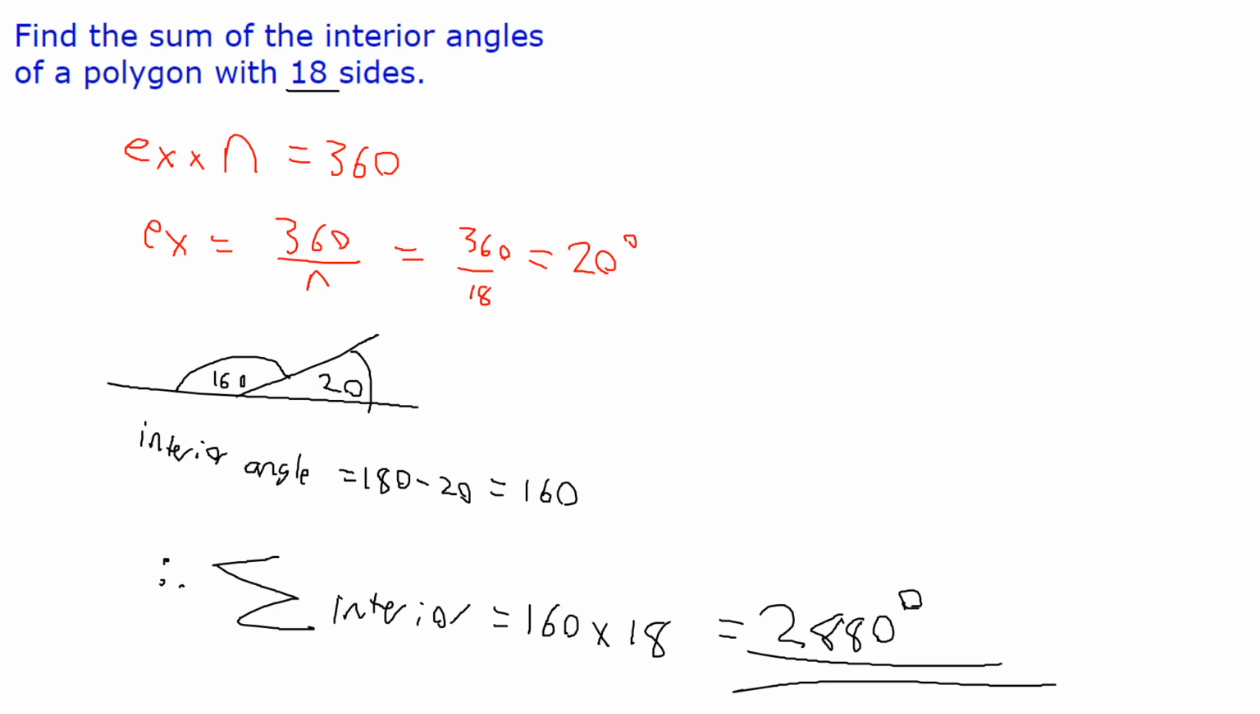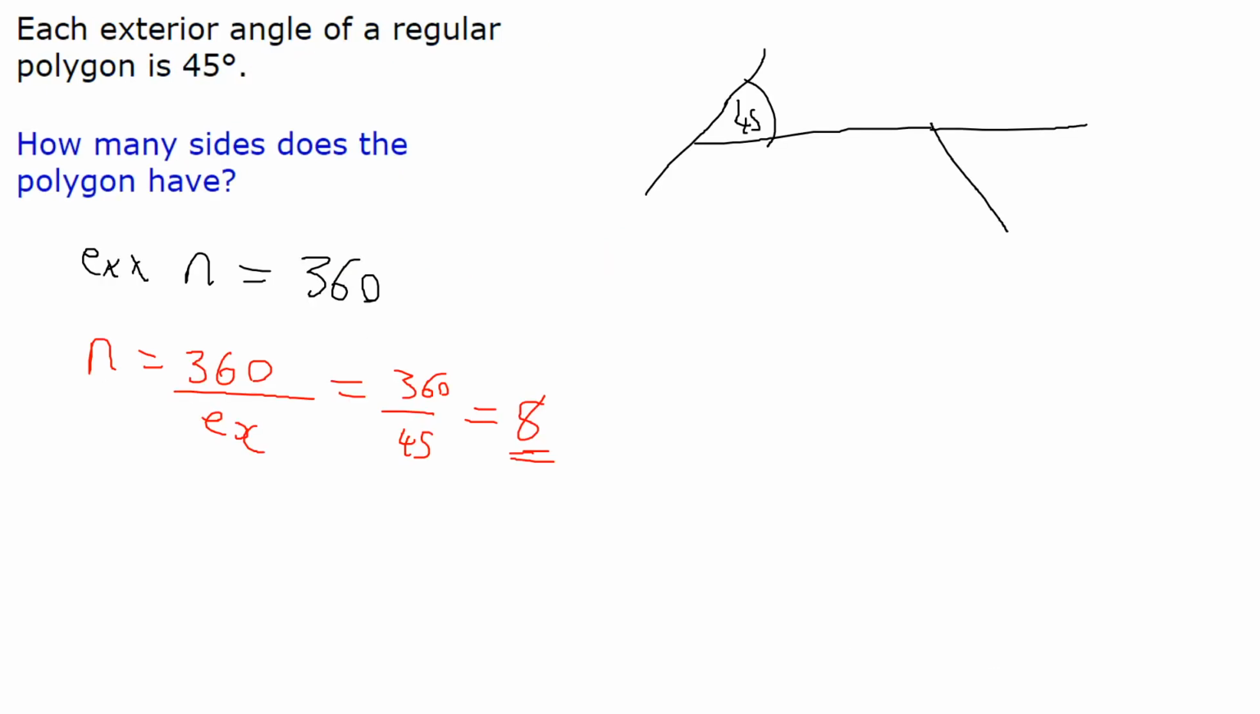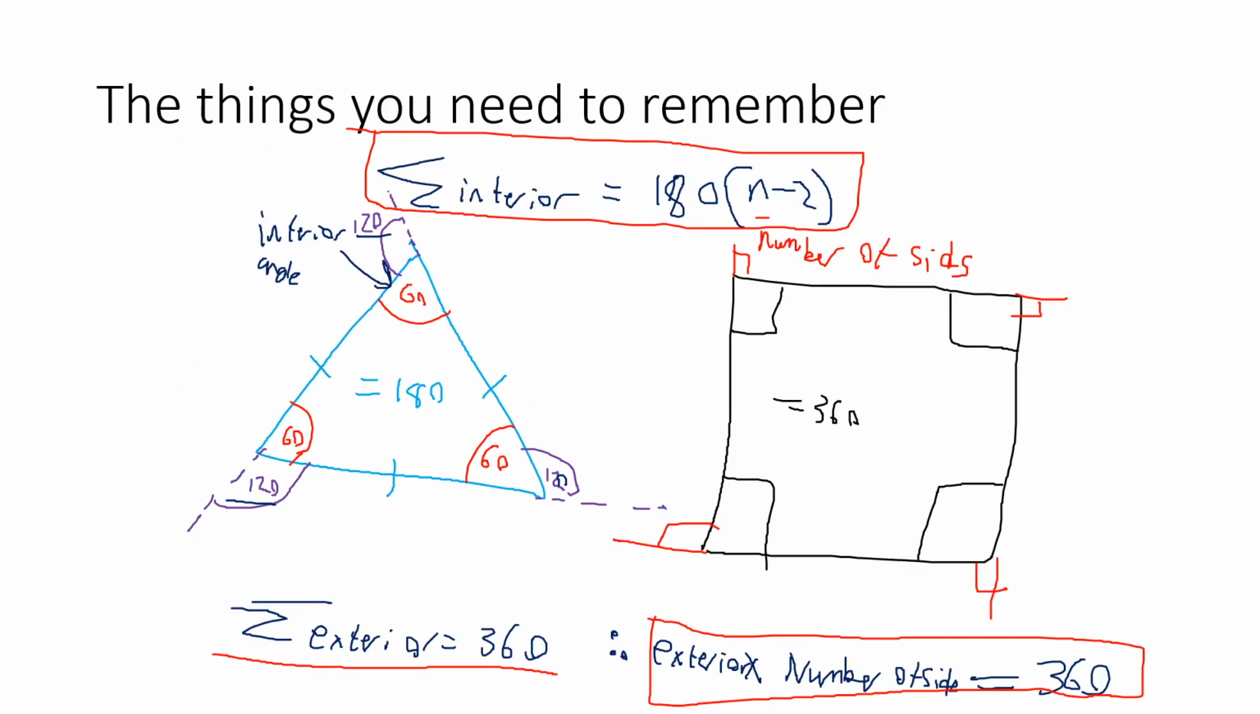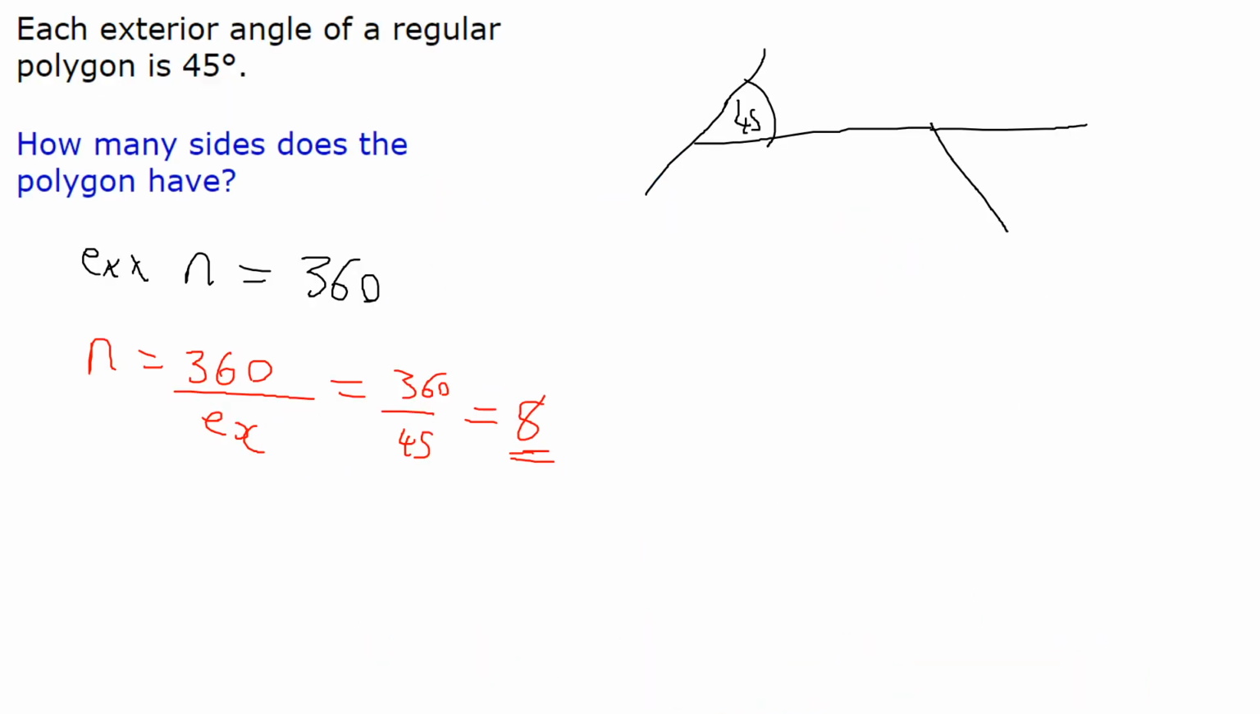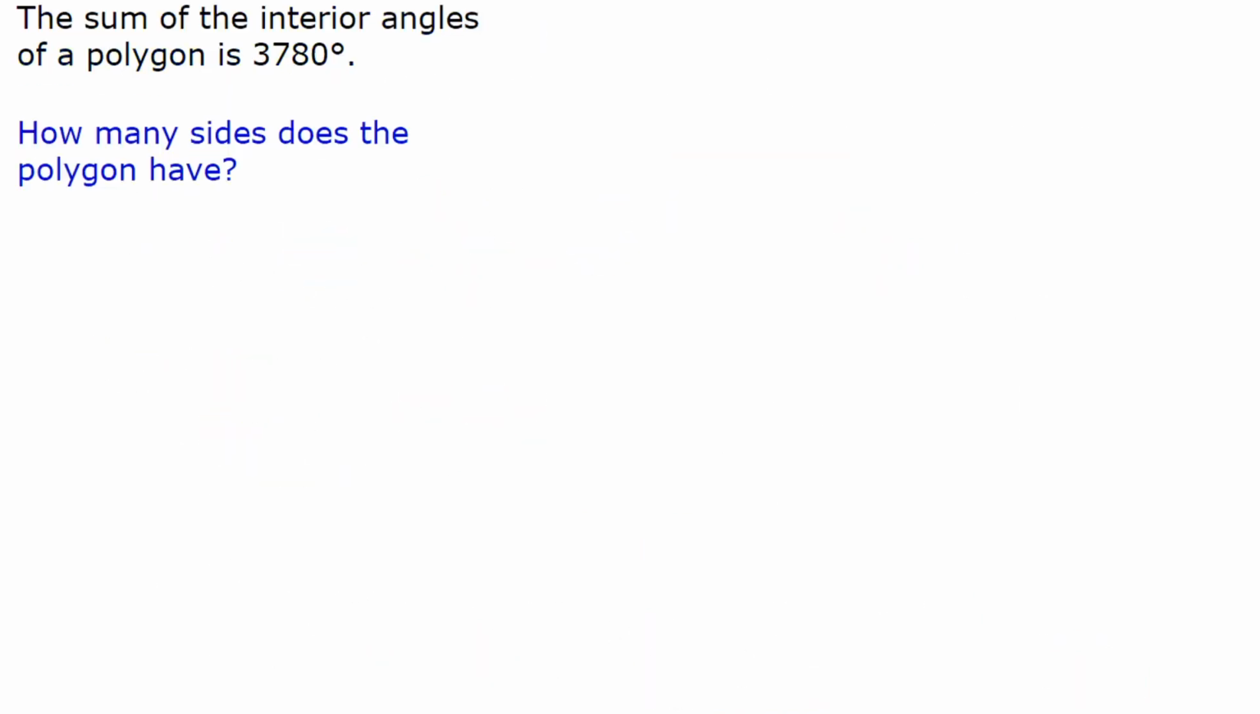And all I'd have done for these two examples is just use one formula, which came from the understanding that the sum of exteriors is 360. But there are times where, unfortunately, you are going to have to use both formulas. So, the sum of the interior angle of this polygon is 3,780 degrees. How many sides does this polygon have?